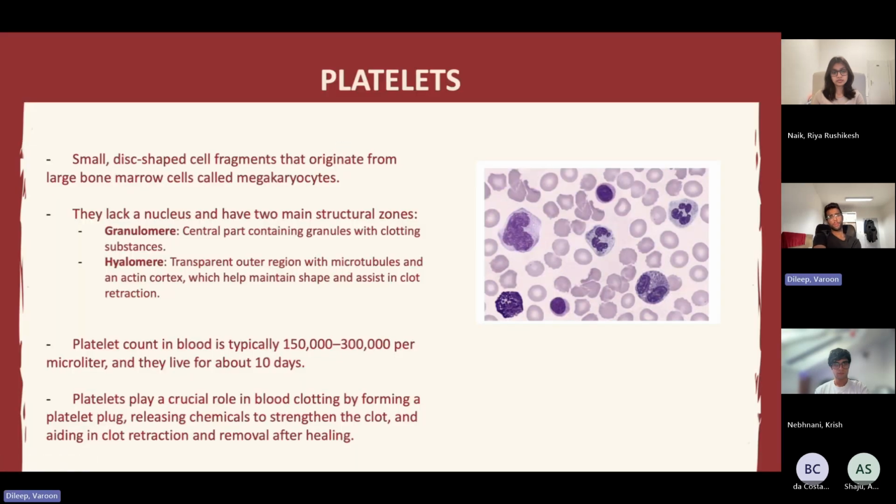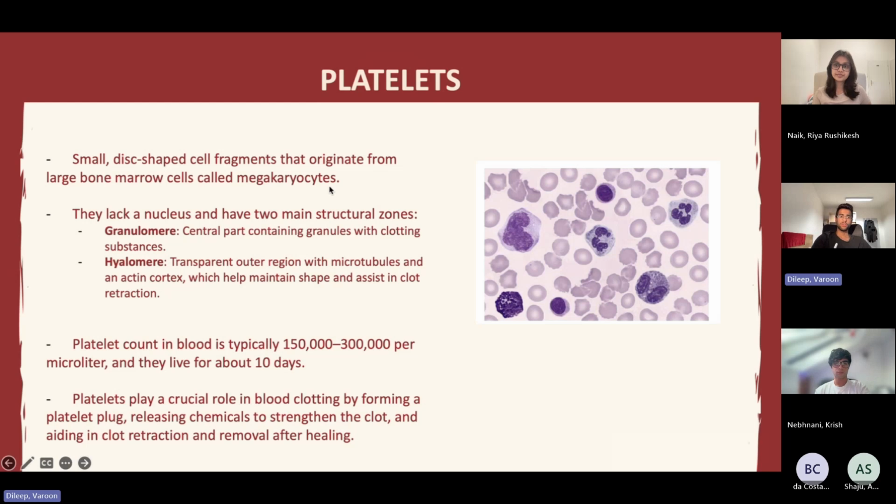And lastly, when we talk about platelets, they are small disc-shaped fragments that originate from large bone marrow cells called megakaryocytes. So mature platelets come from megakaryocytes. An important feature about them is that, just like erythrocytes, they do not have a nucleus, and they have 2 different structural zones. One is the granulomere and the other is the hyalomere. Granulomere is the central part, which contains granules with clotting substances, and the hyalomere is the transparent outer region here, which contains microtubules and actin cortex, which helps maintain the shape of the platelets and helps in clot retraction. Clot retraction would be like just removal of the clot after the damage has been healed.